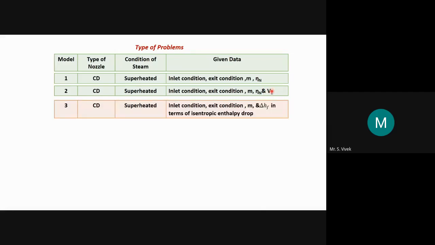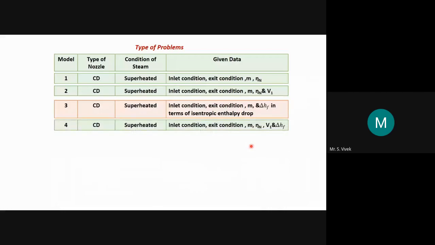Today in this session, we are going to see the same sort of problem. Type of nozzle is CD nozzle, condition of steam is superheated, inlet condition will be given, exit condition will be given in the problem, mass flow rate will be there. In addition to that, the change in enthalpy, delta HF, will be given in terms of isentropic enthalpy drop. This is the change.